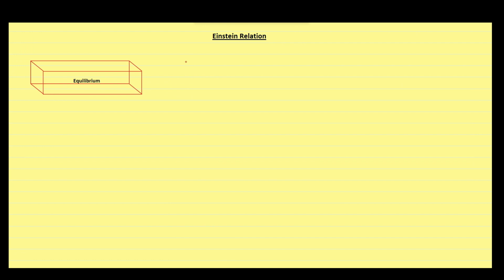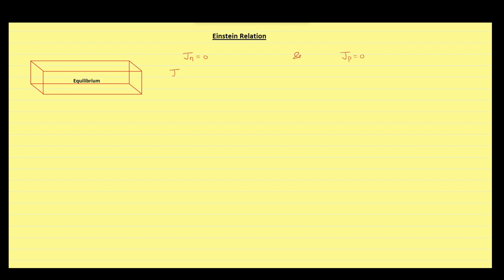In this lecture, we are going to derive the Einstein relation, which is used quite commonly in solving numerical problems. We will take a semiconductor crystal which is kept in equilibrium. Since the semiconductor is in equilibrium, there will be no net current, meaning that current density due to electrons will be zero. Similarly, current density due to holes is also zero.